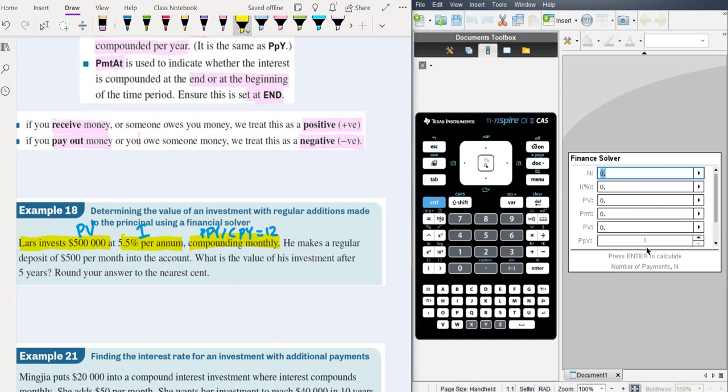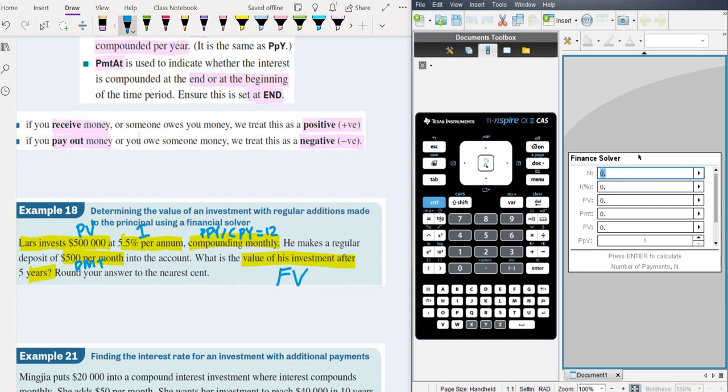And then he makes a regular deposit of $500 per month into the account. This means that we are making a payment, PMT, to the bank every month of $500. And we're asked to find the value of the investment after 5 years. So we're looking for the future value of this investment. So that's what we're looking for. So we just now have to put this information into the CAS.